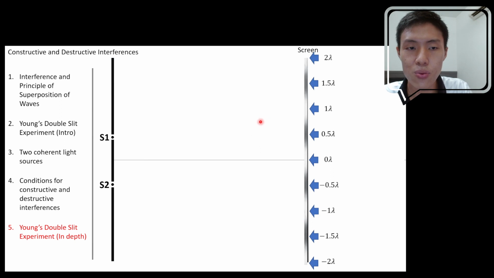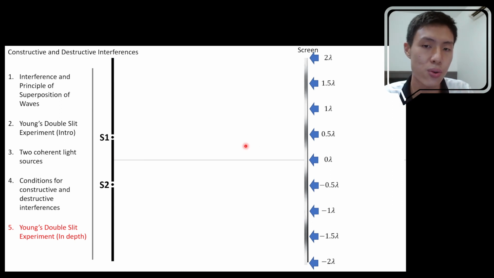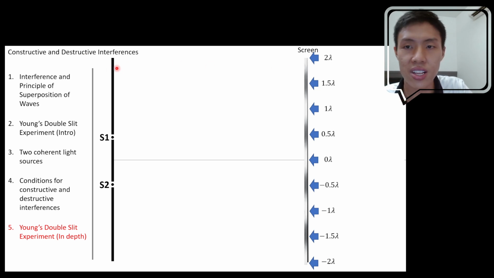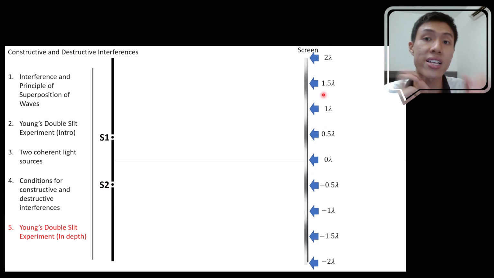Later on we are going to put everything here in the form of equations. How we are going to relate the distance between the screen and the slit, the distance between the slits, and also this distance over here, how do you relate them in terms of equations. But we leave that to the next video.